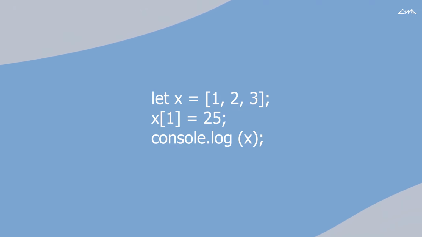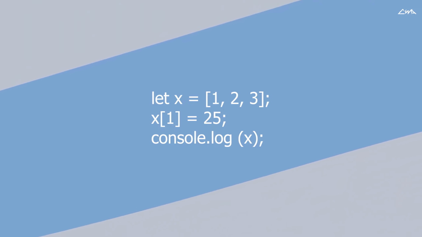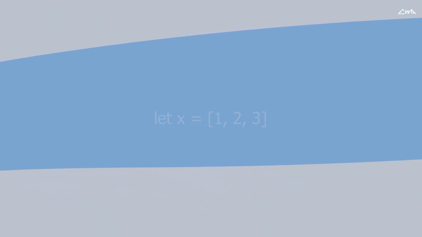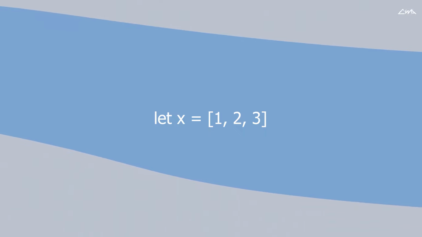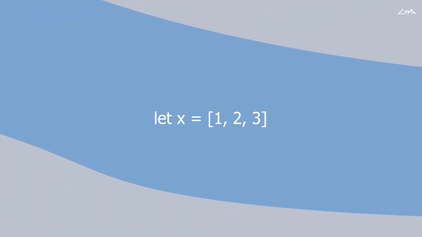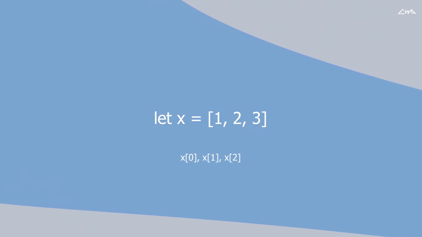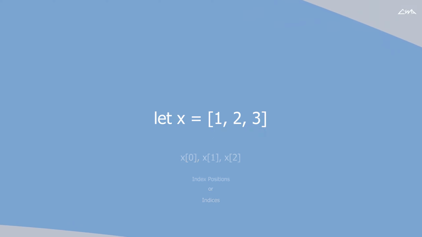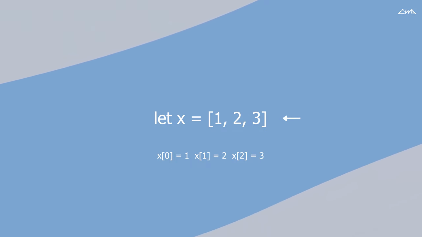Moving ahead, we have an array program, let x = [1, 2, 3], x[1] = 25, console.log(x). Now to understand this program, let's see how arrays work. In an array, the data is stored and separated with a comma. For example, let x = [1, 2, 3]. Value of x is 1, 2, 3. But to access it, you need to use array elements which are x[0], x[1] and x[2]. These numbers in the brackets are called index positions or indices. So x[0] equals 1, x[1] equals 2 and x[2] equals 3, considering x is [1, 2, 3].